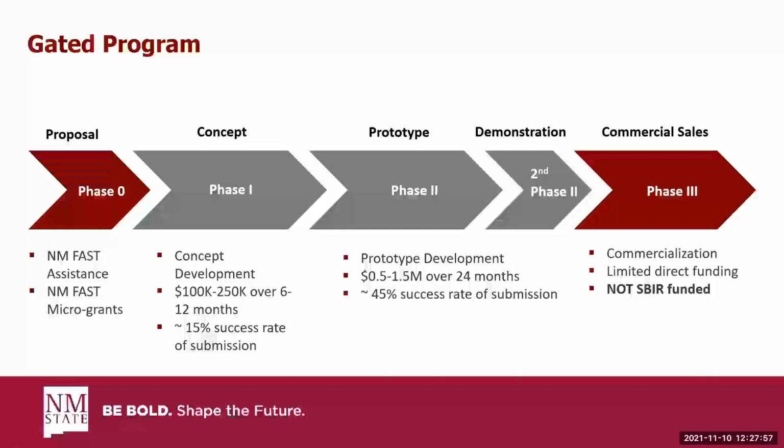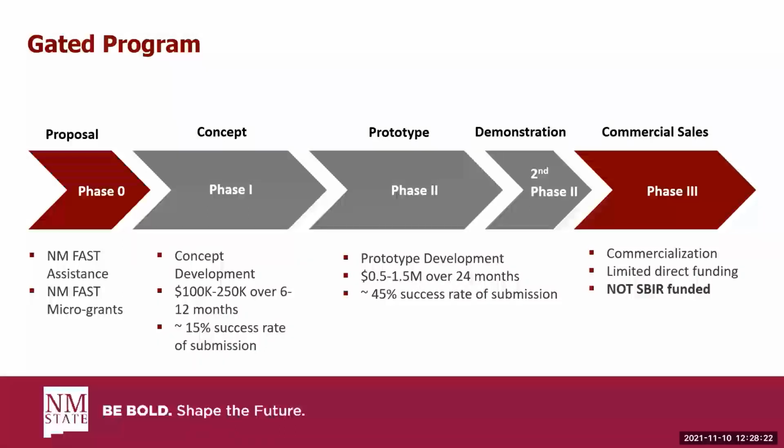So getting into the program itself, we call the SBIR and STTRs a gated program. And the reason is you have to complete one phase to go on to the next. I'm going to preface that by saying there are some instances where you can go directly to a phase 2, but they are few and far between. And so generally we like to say it is very gated. You have to have a phase 1 to go to a phase 2.